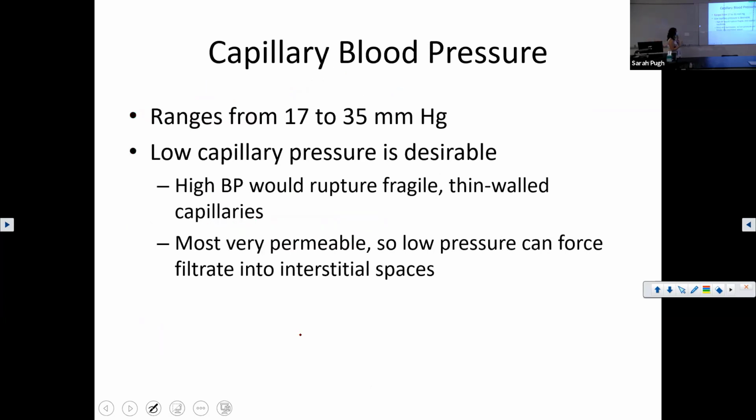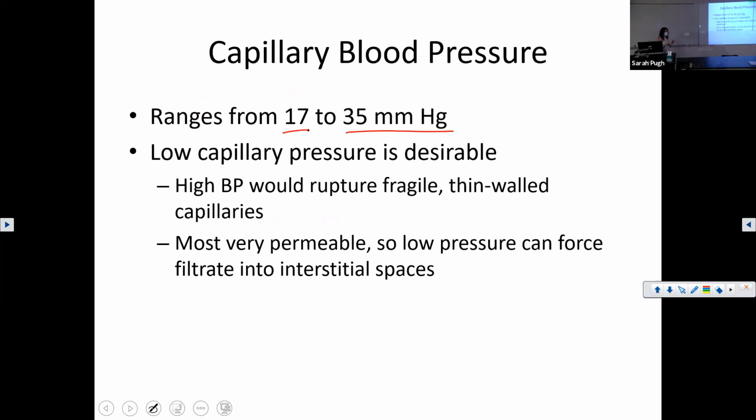Now remember that I told you as the blood moves through the arteries, we start at 120 at the aorta, but then that blood pressure is going to drop way off and it'll drop down to about 35 at the arterial end of the capillary bed. And at the venous end, it's 17. So that pressure is much lower in the capillaries. You want a low pressure in your capillary beds.